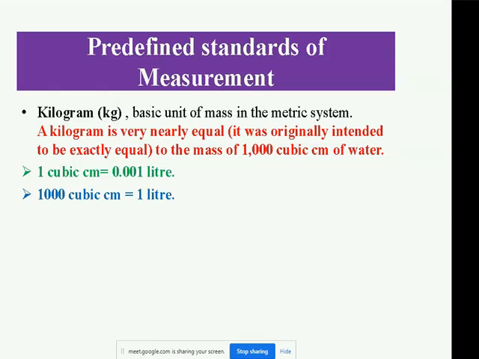So 1 liter is equal to 1000 cubic centimeter, or 1 kilogram is very nearly equal to the mass of 1000 cubic centimeter of water, and 1000 cubic centimeter of water is equal to 920 grams. So when we have 1 liter of water, we have 920 grams. So we have 920 grams and that is equal to 1 liter or 1000 cubic centimeter.